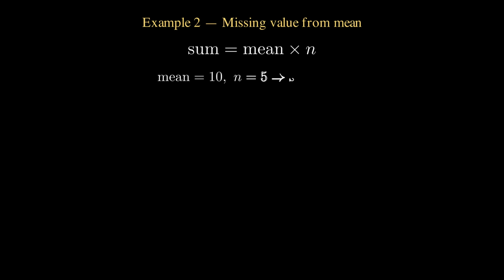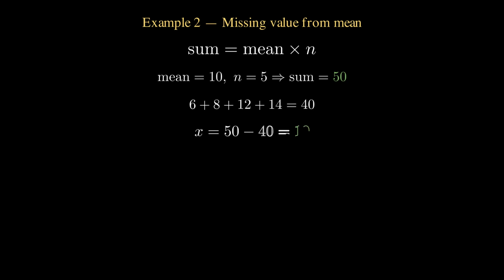Medium style, find a missing value when the mean is given. Use sum equals mean times the count. Suppose 5 numbers have a mean of 10. Their sum must be 50. If 4 of the numbers are 6, 8, 12, and 14, their partial sum is 40. The missing value is 50 minus 40, which equals 10.